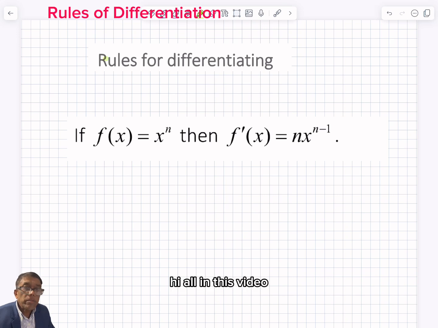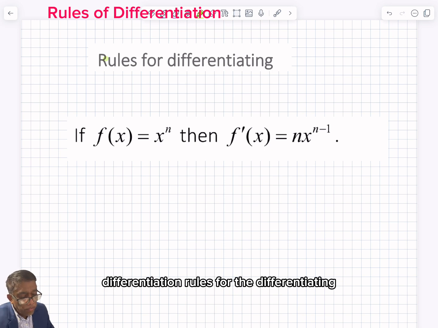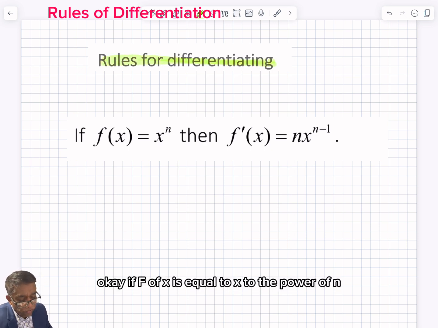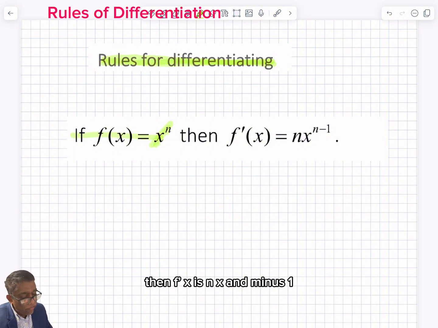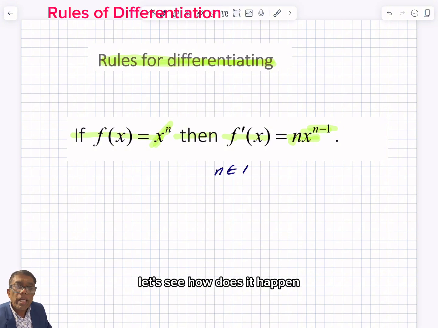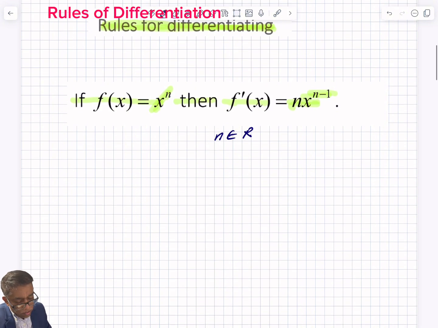Hi all, in this video I would like to focus on the basic rules of differentiation. If f(x) is equal to x to the power of n, then f'(x) is nx^(n-1), where n is a real value. Let's see how this happens.